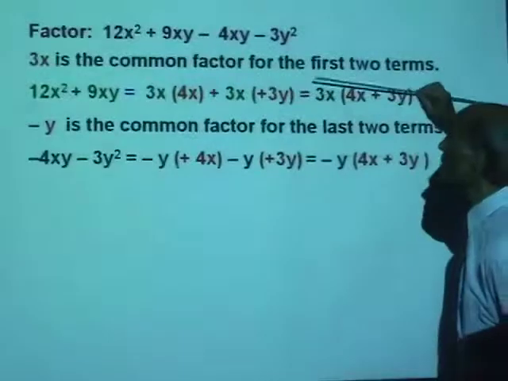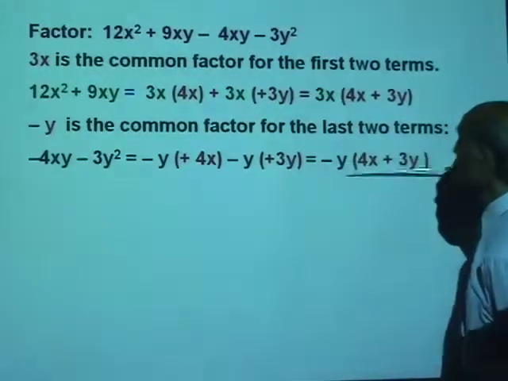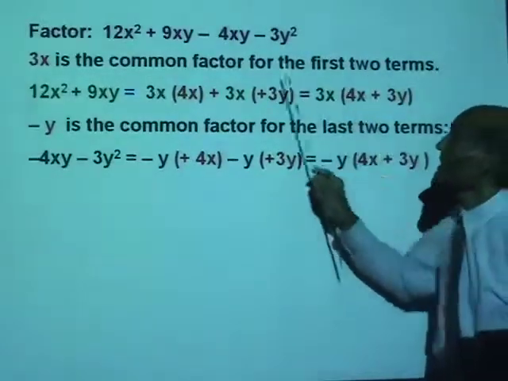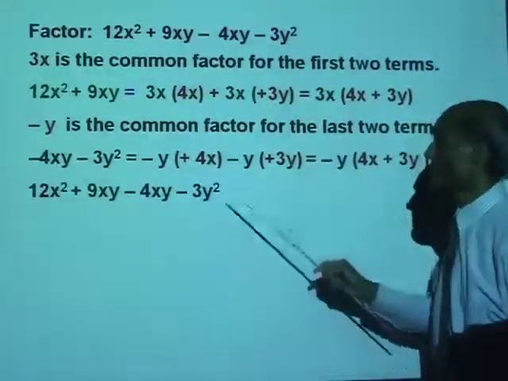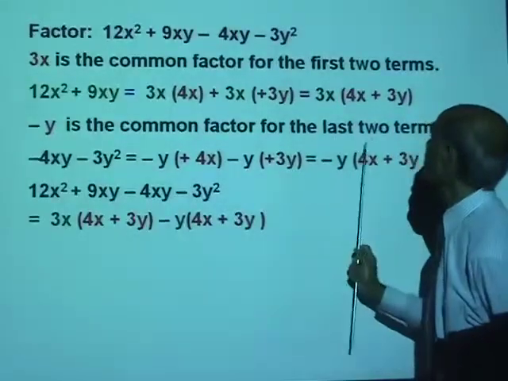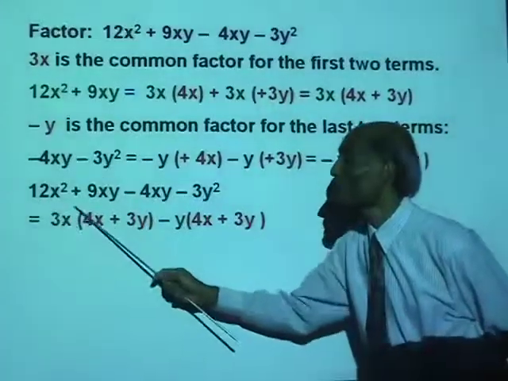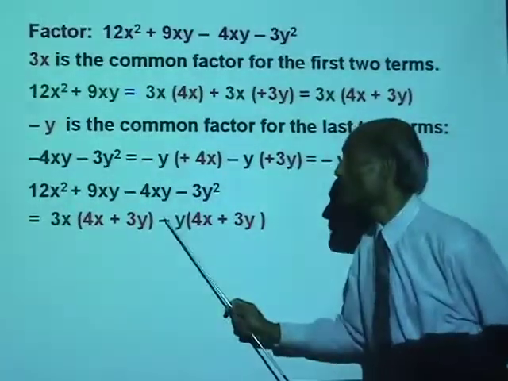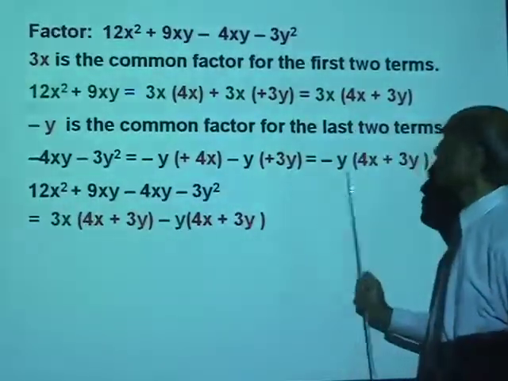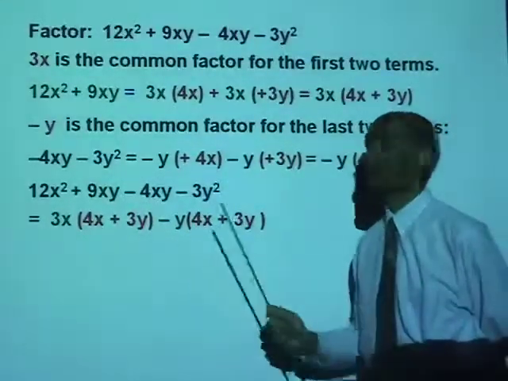Now we are ready to combine. This is the first two terms. This is the last two terms. Let's write it together. So this expression is now equal to 3x times 4x plus 3y. That is the first two terms. Minus y times 4x plus 3y. That is the last two terms.